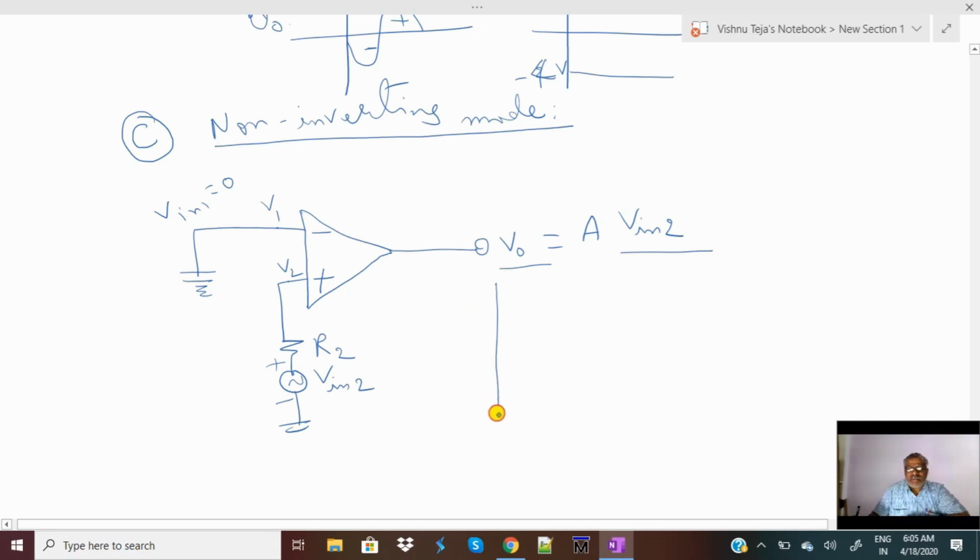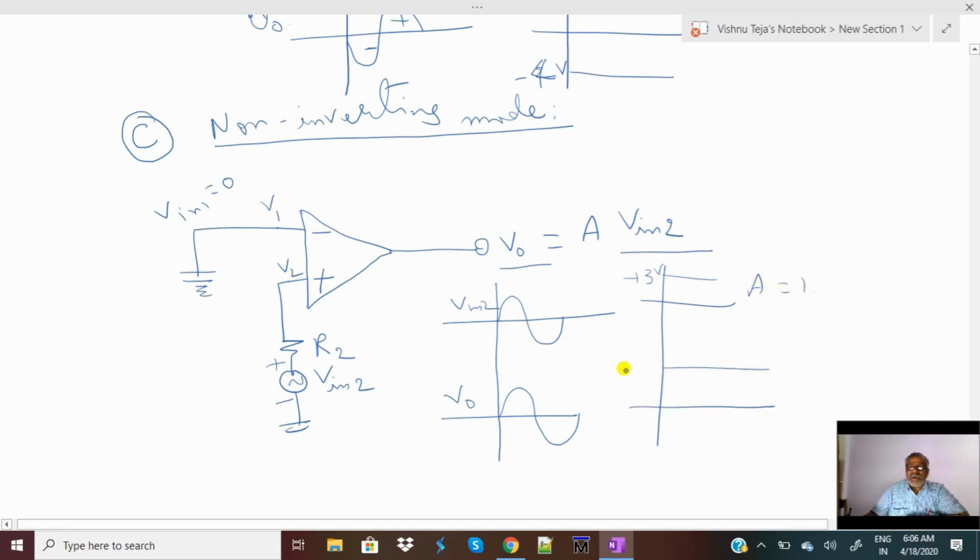And the waveforms, if we draw them for a sinusoidal input like this, Vin2, the output will be the same as the input like this, V0. Suppose we apply here a DC voltage of, for example, plus 3 volts, and the gain is equal to 1, then the corresponding output will also be equal to plus 3 volts. So the polarity of the output signal is always the same as that of the input. That's why this is called the non-inverting amplifier.